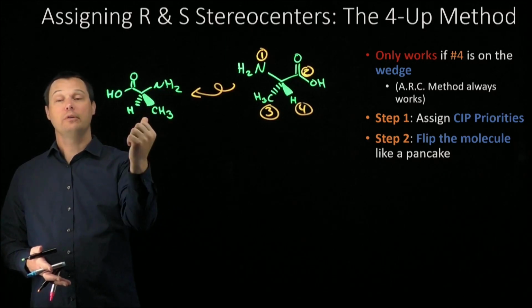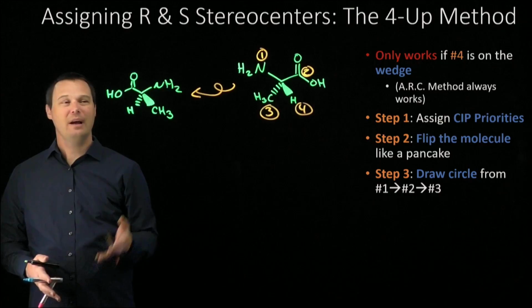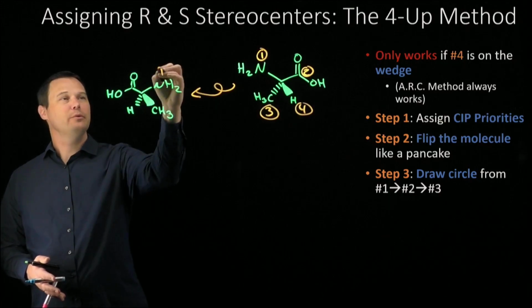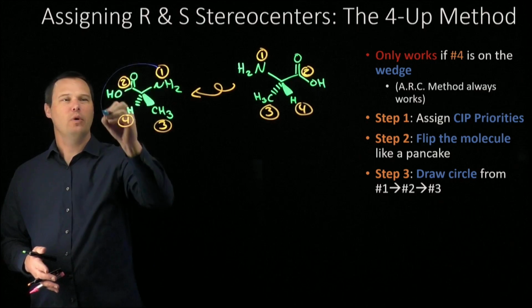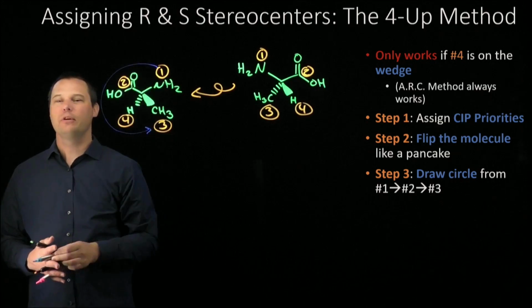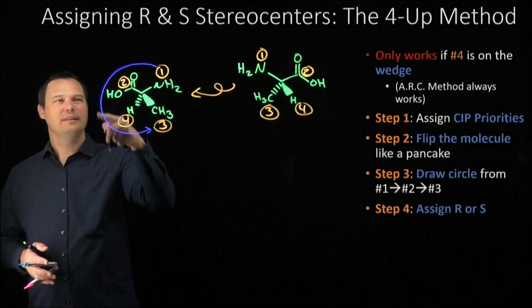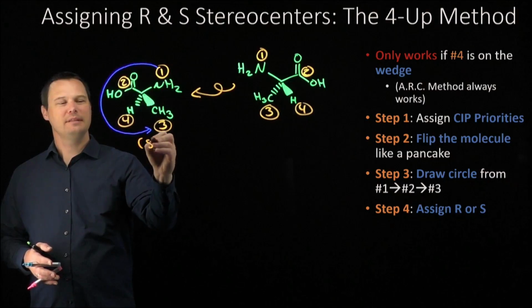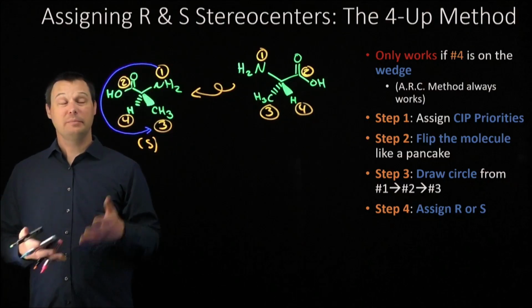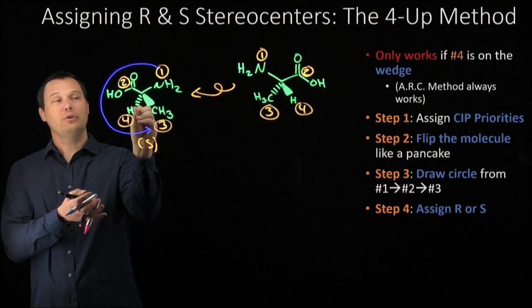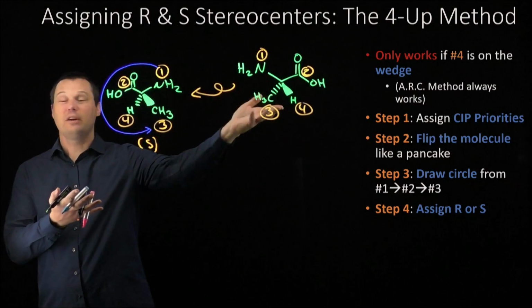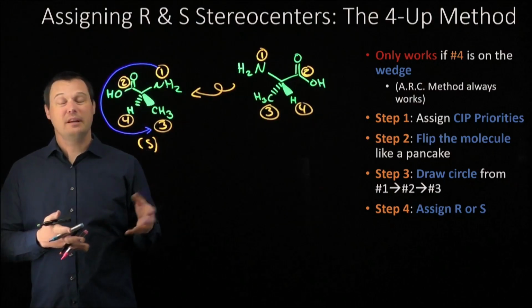The number 4 priority group is on the dash pointed away from you. Now that number 4 is on the dash pointed away from you, we can bring back our priority numbers, and we can draw our circle from 1 to 2 to 3, ignoring number 4 since it served its purpose. This circle is a counterclockwise circle that makes this an S stereocenter. This works because R and S is an intrinsic property of the 3-dimensional structure of the molecule, not how we put the ink on the page. Let's do 2 more quick examples to lock this in.